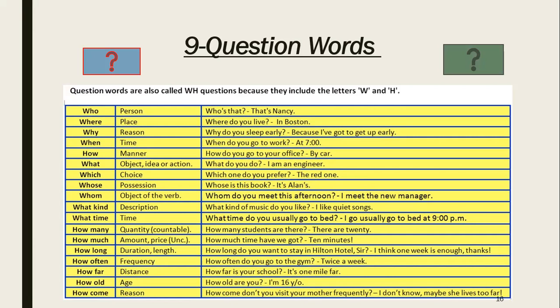Then we have one which is very famous for us here in the present simple. This is how often. We use how often to ask about frequency, consistency of a verb. How many times is the verb repeated? Say, for example, I always drink coffee in the morning. So, how often do you drink coffee in the morning? I always, I usually, I often, I never.